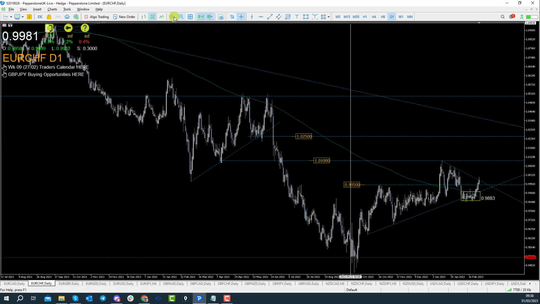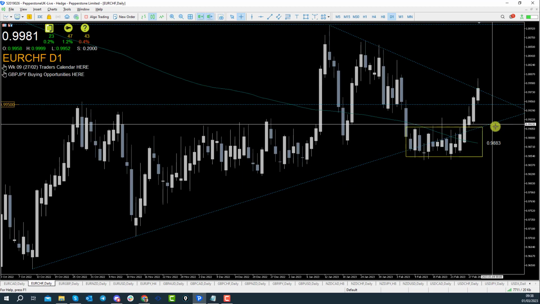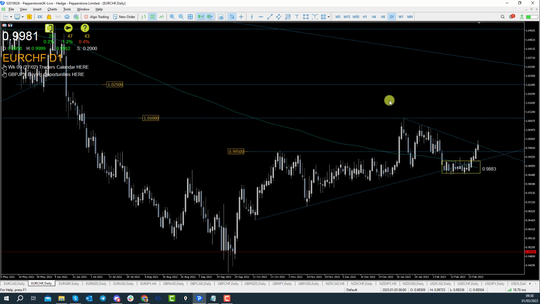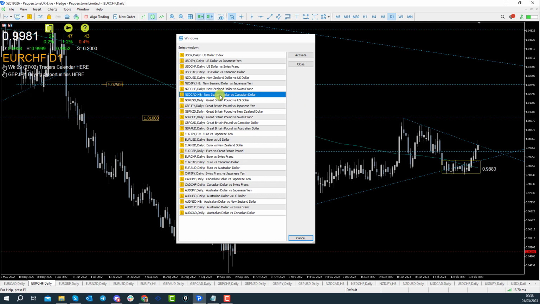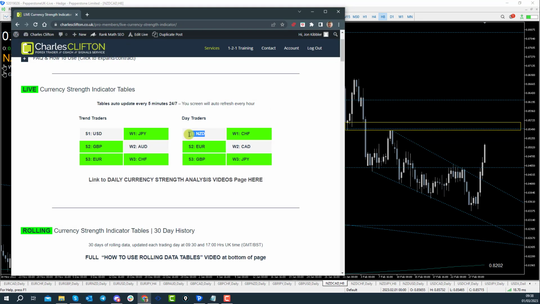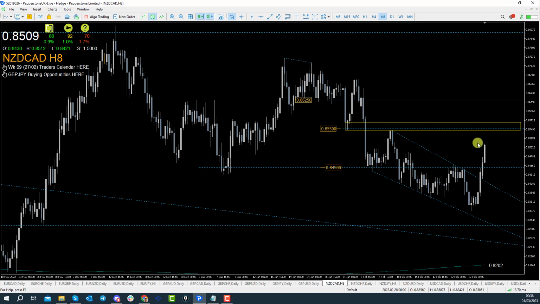However, trend traders, I'd be waiting for price to pull back a little bit further before looking for your opportunity to the upside. Like I said, another chart of interest for us was Kiwi CAD. Kiwi, a strong currency at the moment. We can see it tops our day traders as the strongest. We can see CAD is here as the second weakest currency pair. And I was looking at this 8-hour time frame.